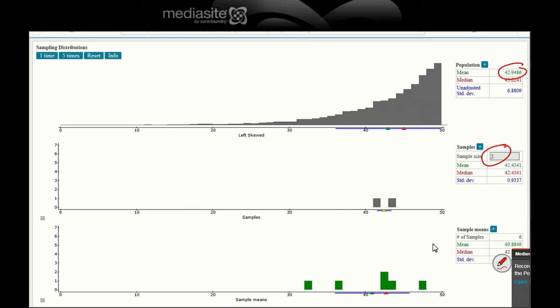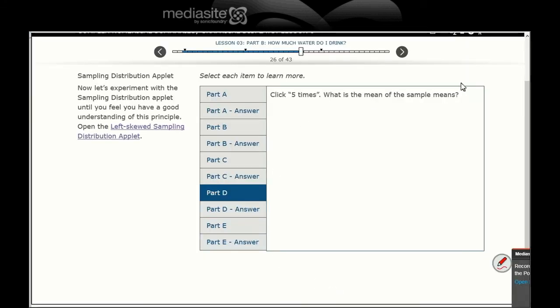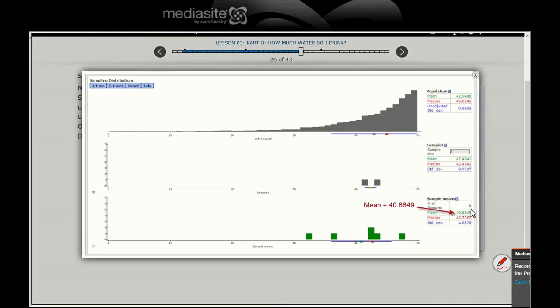All right. So now between the first one and the last one we just did, 6 samples, and there is, I guess, the means of the means, and now it shows 40.88, which is starting to approach 42.9.